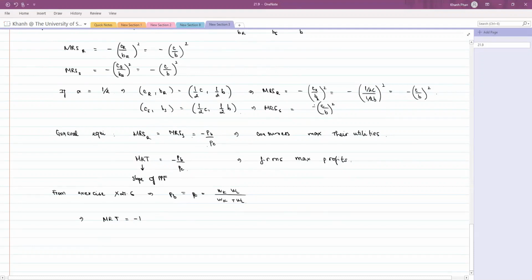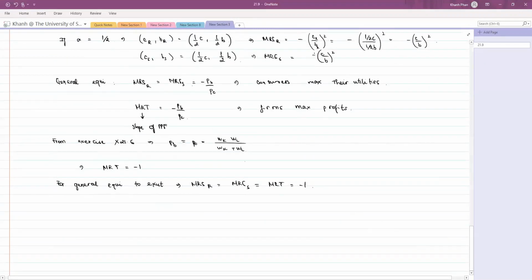Now, as you can see, in order for the general equilibrium to exist, the marginal rate of substitution for the consumer has to be equal to the negative of the price ratio, which is equal to -1 as well. So for the general equilibrium to exist, the marginal rate of substitution for R has to be equal to the marginal rate of substitution for S, and equal to the marginal rate of transformation, equal to -1.